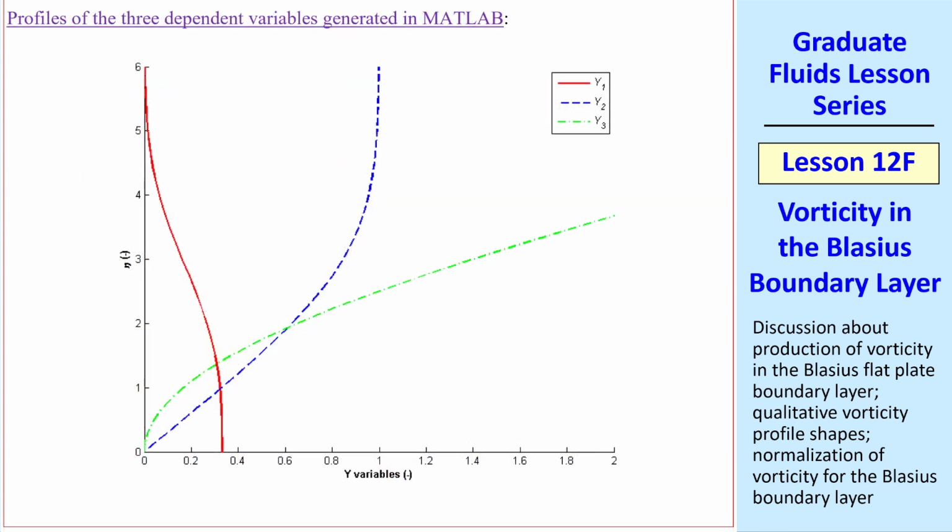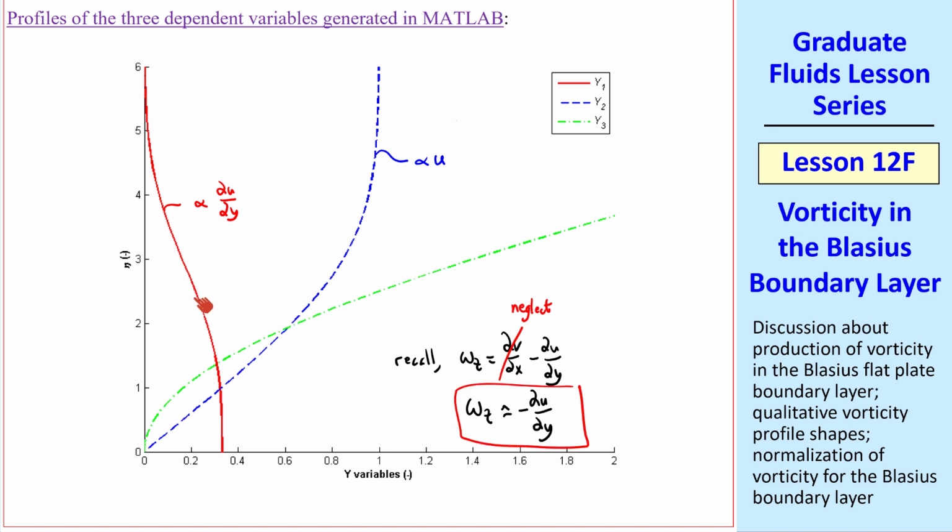Here's a plot of the results. This blue curve is proportional to u, the x-component of velocity. And since y1 is the derivative of y2, this red curve is proportional to del u del y. In terms of vorticity, the z component is del v del x minus del u del y. But since v is very small compared to u, and changes in x are very small compared to changes in y, this term is negligible. So omega z is approximately minus del u del y. Thus we can claim that this curve is proportional to negative omega z.